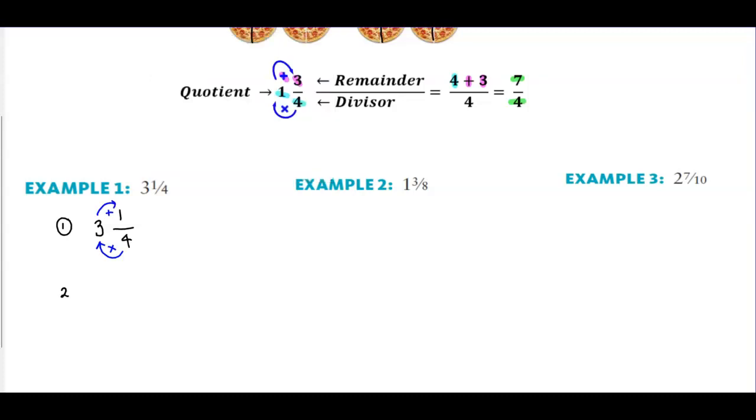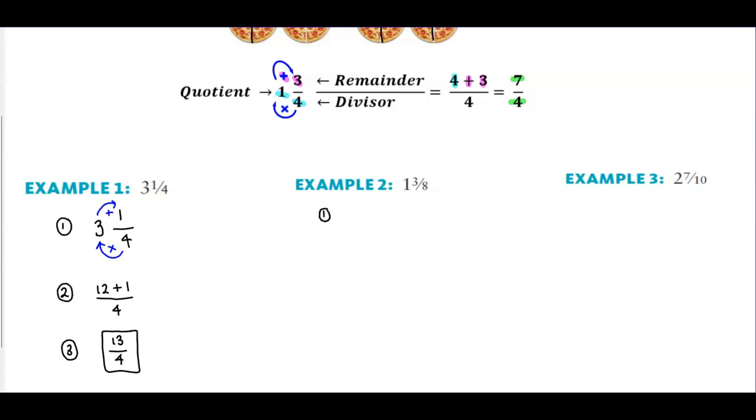So let's take a look at the next step. We know 4 times 3 is 12. And then we're going to add 1 and leave the denominator. So now what's 12 plus 1? That is 13 over 4. And now we have our improper fraction of 13 over 4.